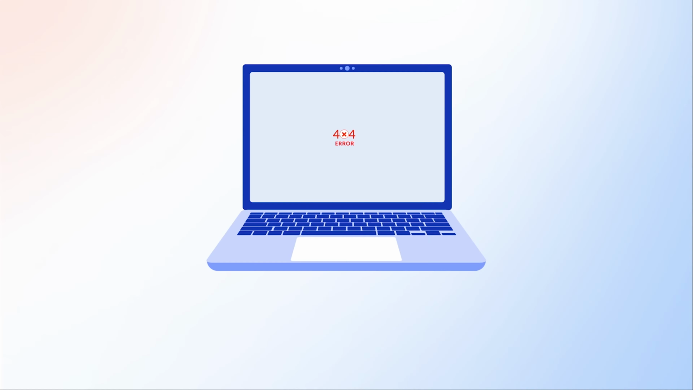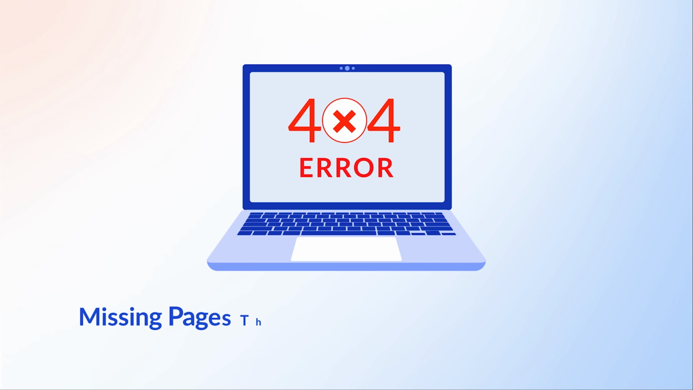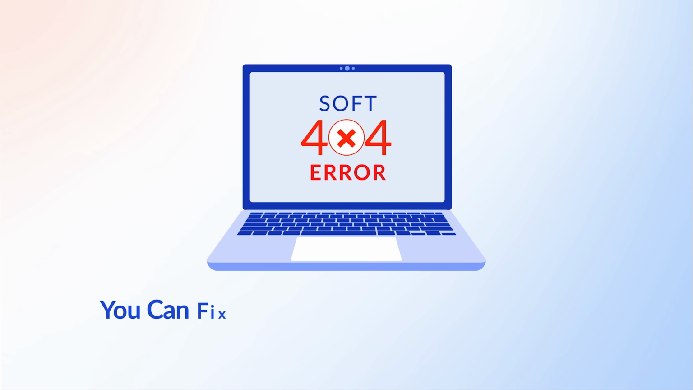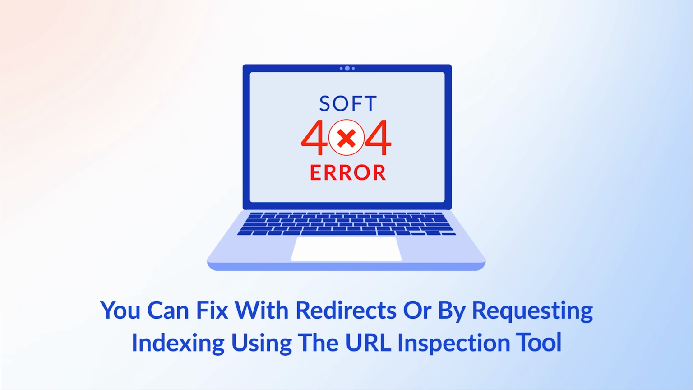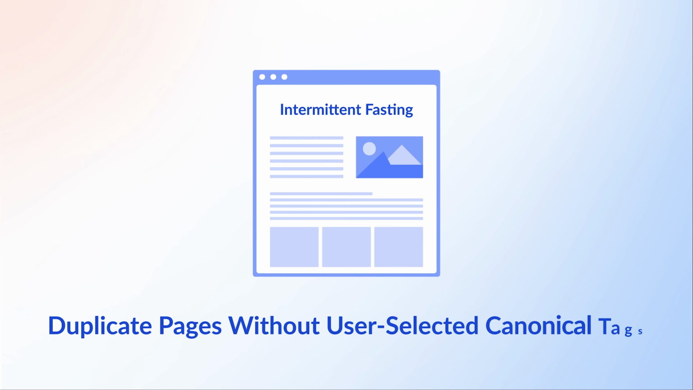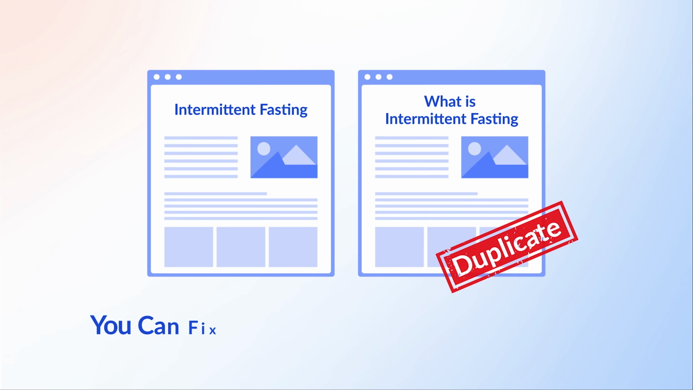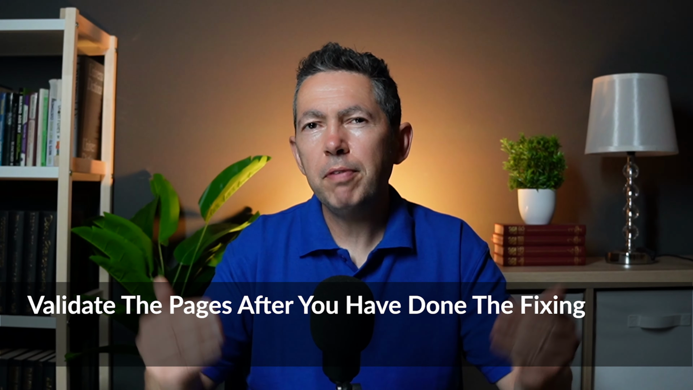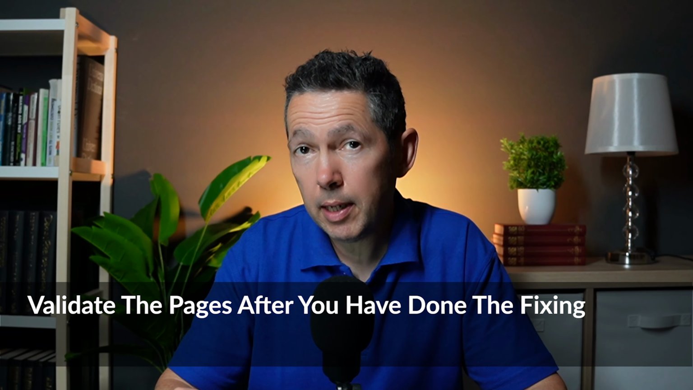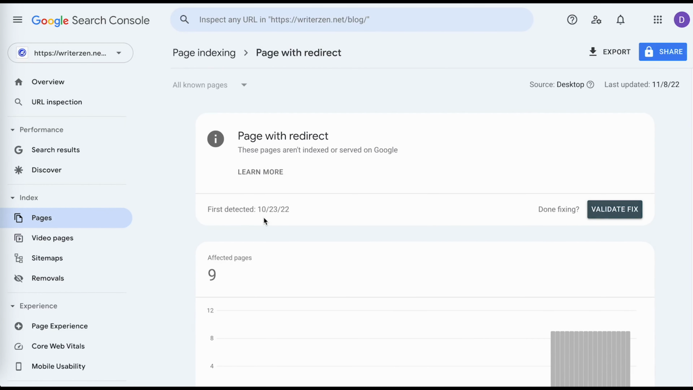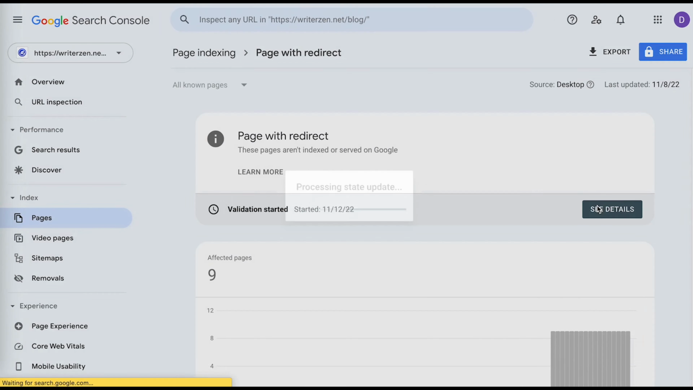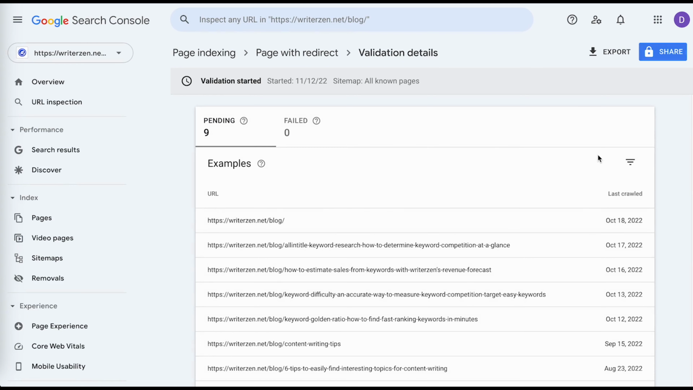As for those pages that actually have issues getting indexed that you can fix with some on-page SEO work, these could include 404 pages, which are missing pages that you can recreate or redirect, soft 404 errors. You can fix these with redirects or by requesting indexing using the URL inspection tool, and duplicate pages without user selected canonical tags, which you can fix by setting the right canonical tag. Once you identify and fix the issue preventing a page from getting indexed, you can go to the detailed report of the issue and click Validate Fix. Google will refresh the report and check the index status again.